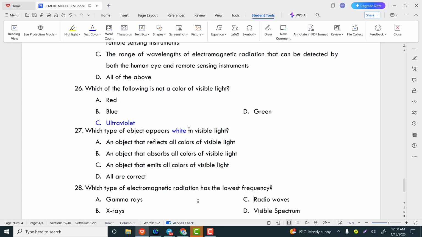What type of object appears white in visible light? If a certain object is white, it is an object that reflects all colors of visible light. So the answer is A. If all energy is absorbed, the color becomes dark.